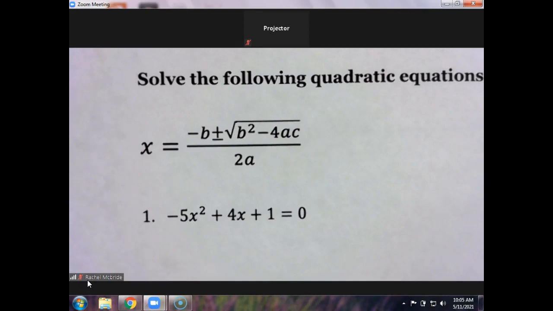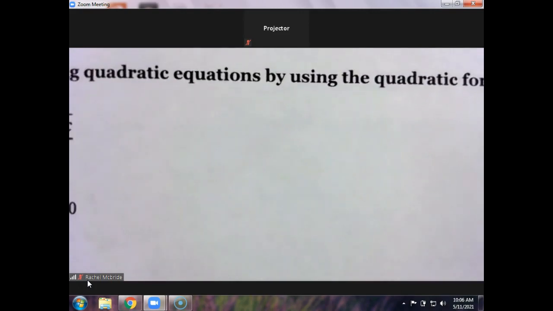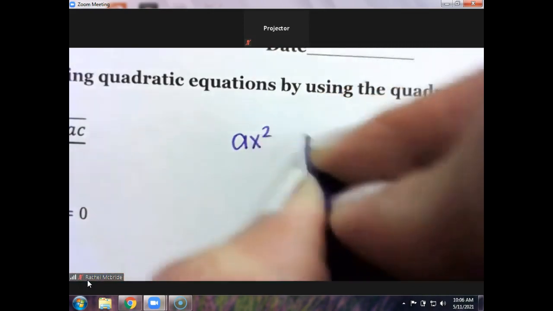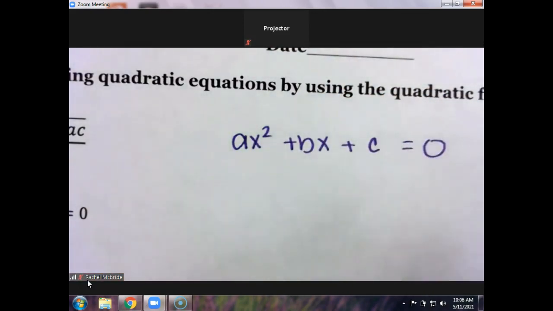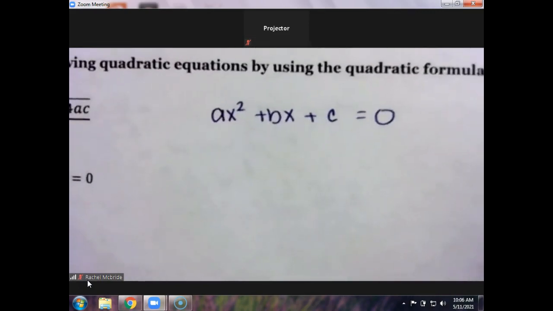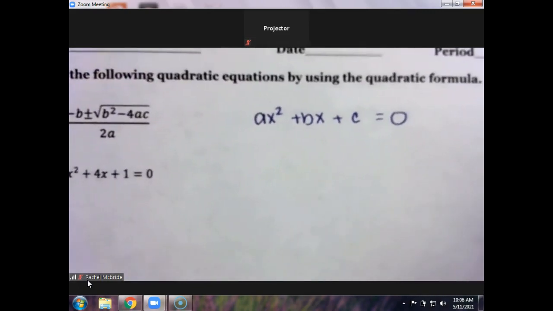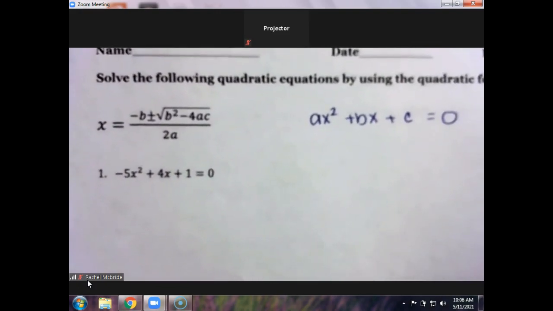In order to apply the quadratic formula, you need to have a quadratic function in standard form. Standard form is ax squared plus bx plus c, and it must be set equal to 0. So in order to be able to apply the quadratic formula, you need a quadratic function in standard form set equal to 0.